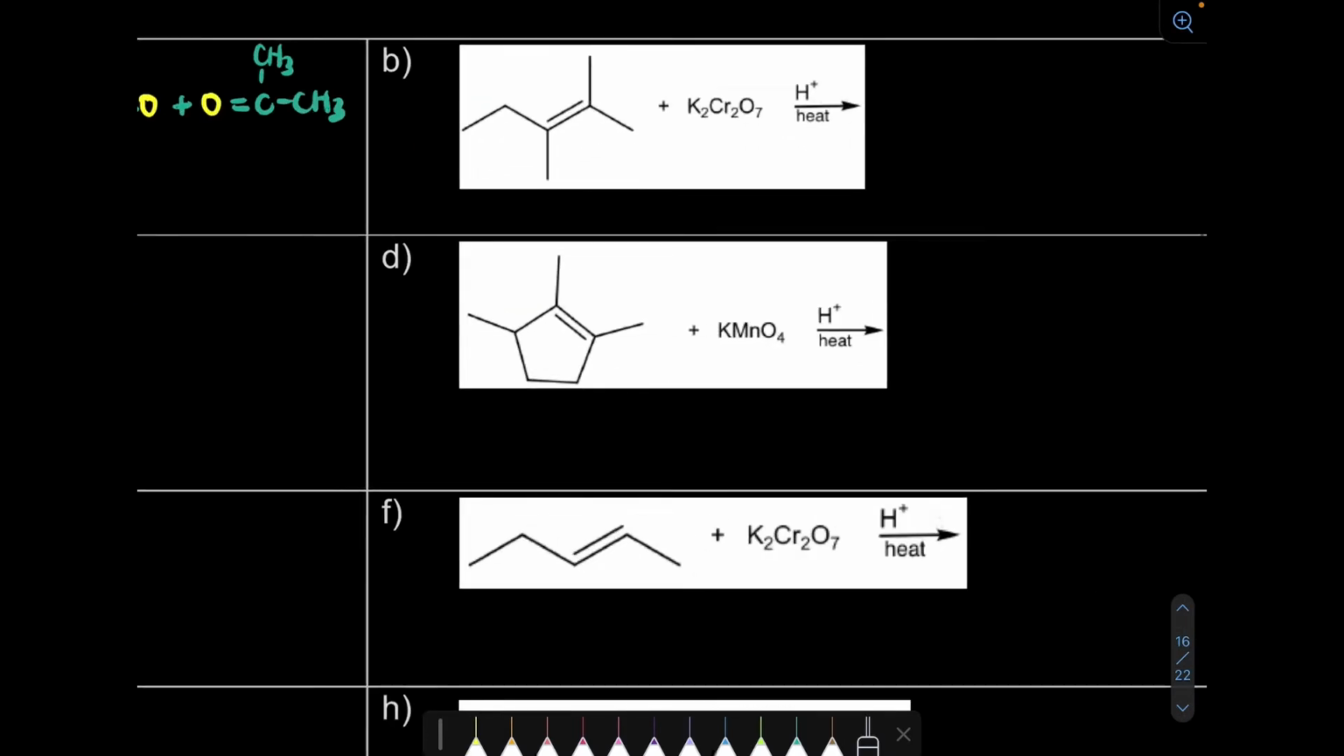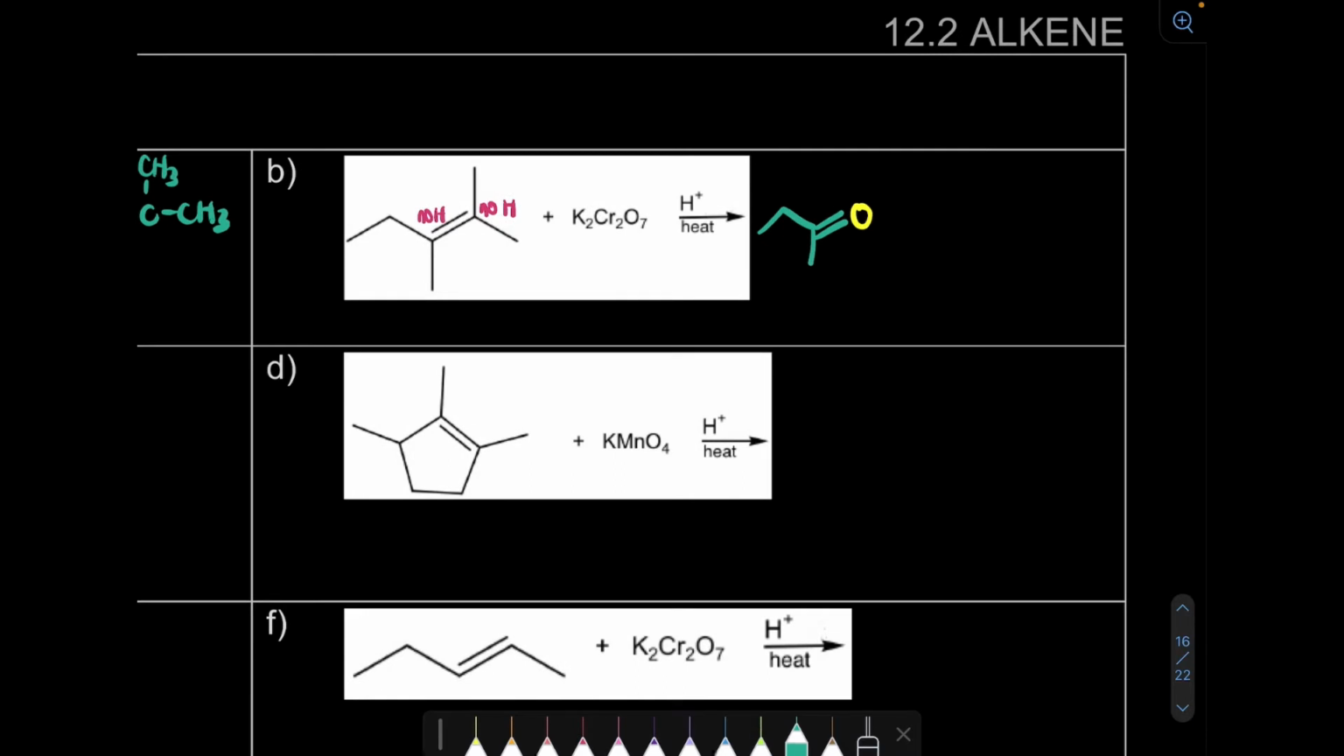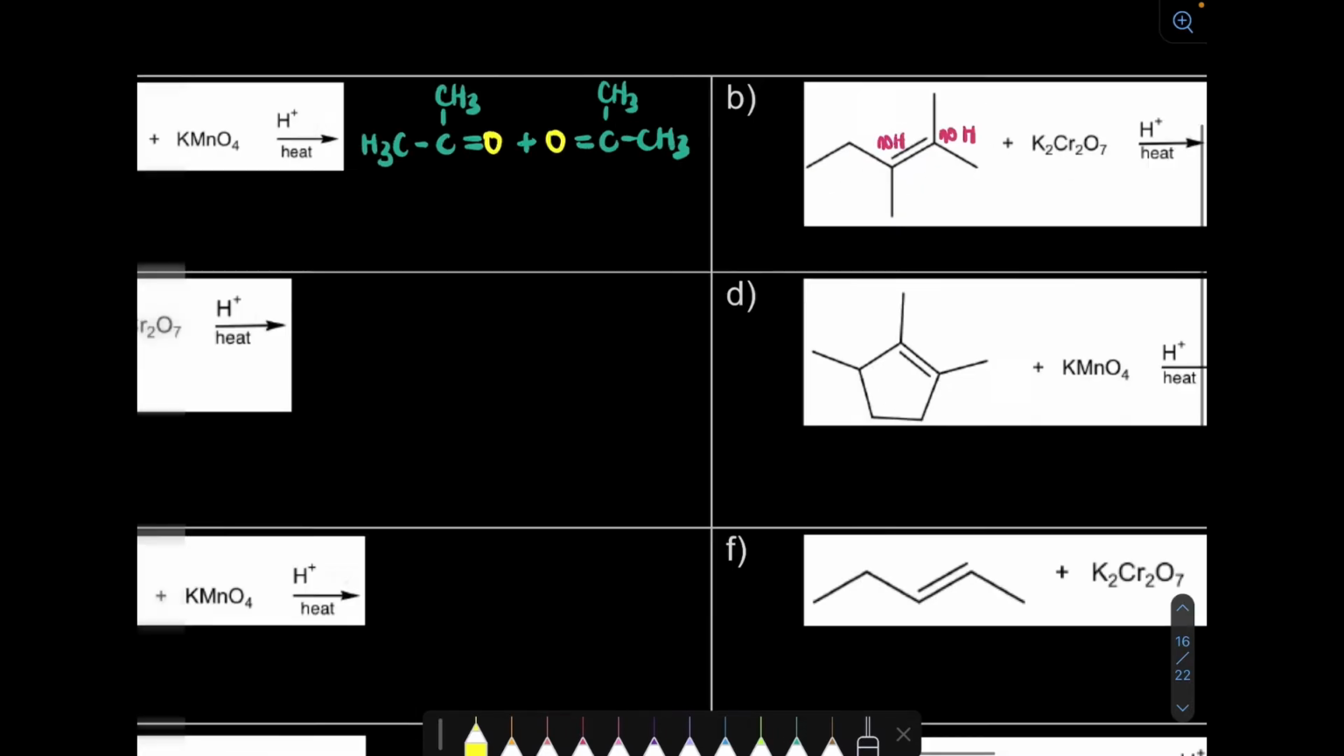For question B, this is skeletal. How? Check each carbon. This carbon already has 4 bonds, so there is enough, no carbon-hydrogen bond. So no hydrogen is present. This carbon is the same, already 4 bonds, so no hydrogen present. So we cleave the bond, and we just add oxygen to the double bond. That's example B.